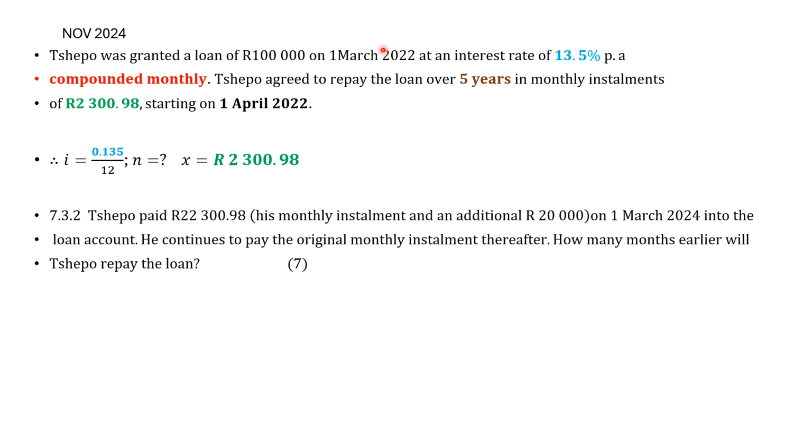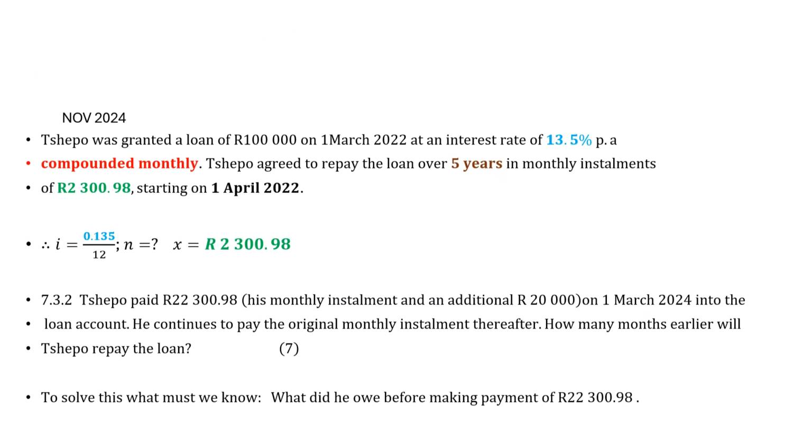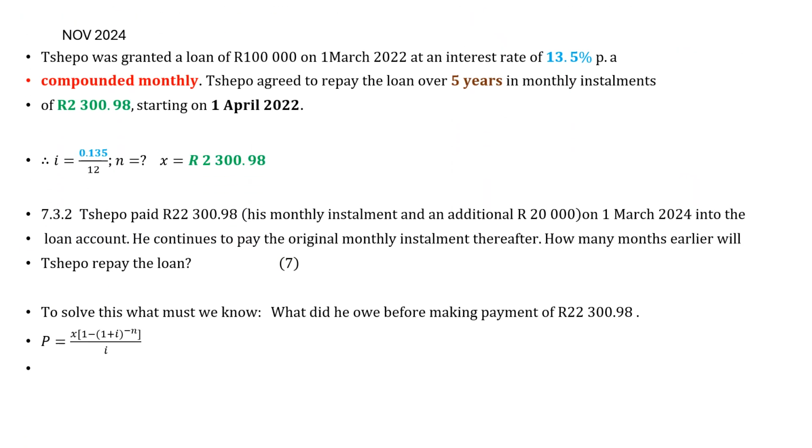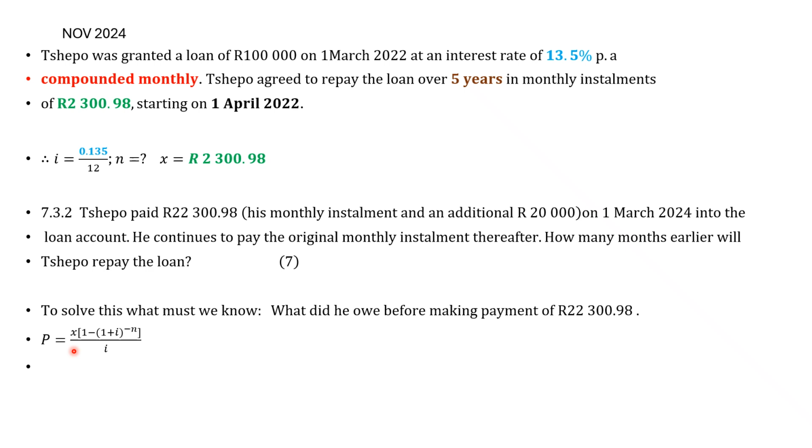Right, so initially, Tsepo took the loan out on 1 March 2022, right? And we need to know now what his balance outstanding is on 1st March 2024. So we need to know how much he owes us before he makes an extra 20,000 Rand installment, right? So to solve, what did he owe us before making the payment of 22,398? If we look at that, we're going to use the formula P = x[1 − (1 + i)^(−n)] / i to get my balance outstanding.